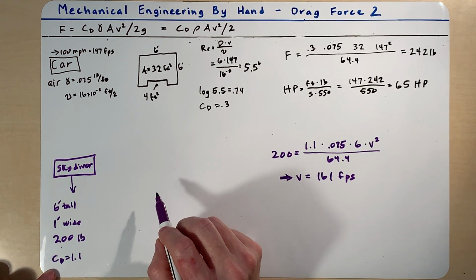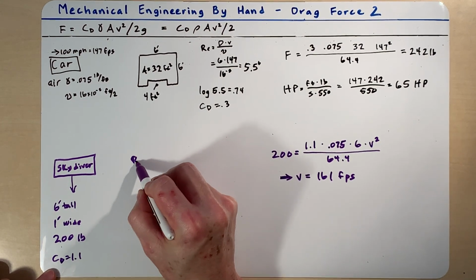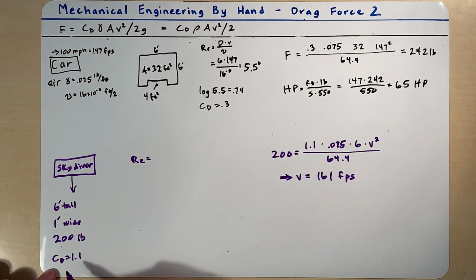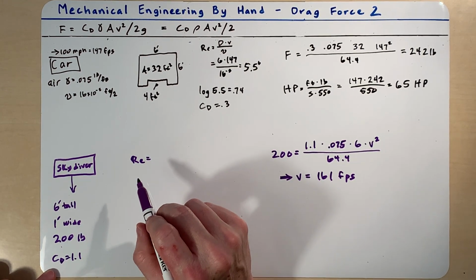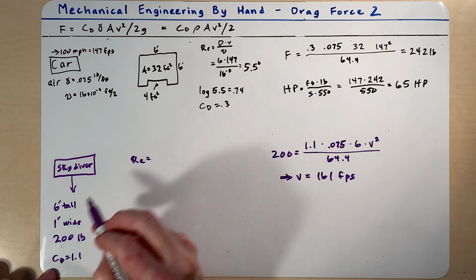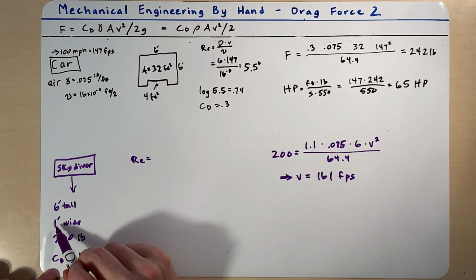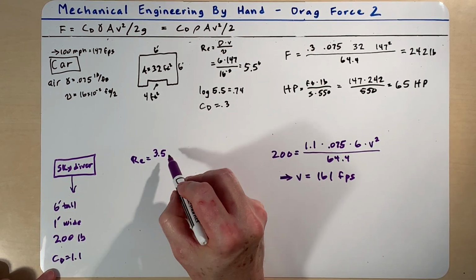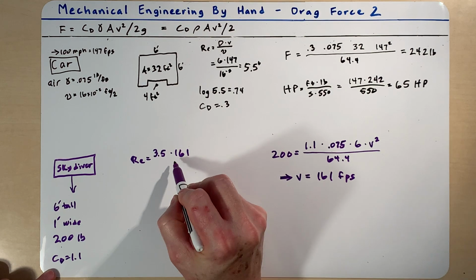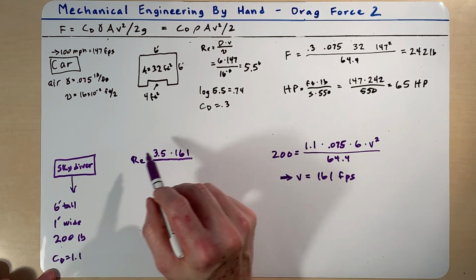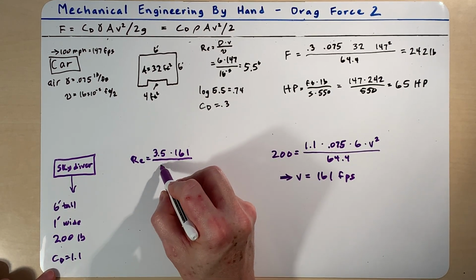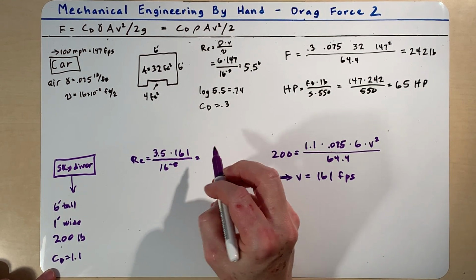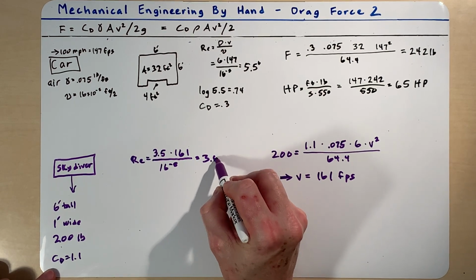Okay, now I will calculate the Reynolds number just to make sure that my assumption on the drag coefficient was good. So Reynolds number equals the diameter of this person, which I'm going to say is an average of the 6 and the 1, so that would be 3.5, times our velocity, and divided by the kinematic viscosity of air. So we'll say that is 16 times 10 to the negative 5th, and that equals 3.5 million.